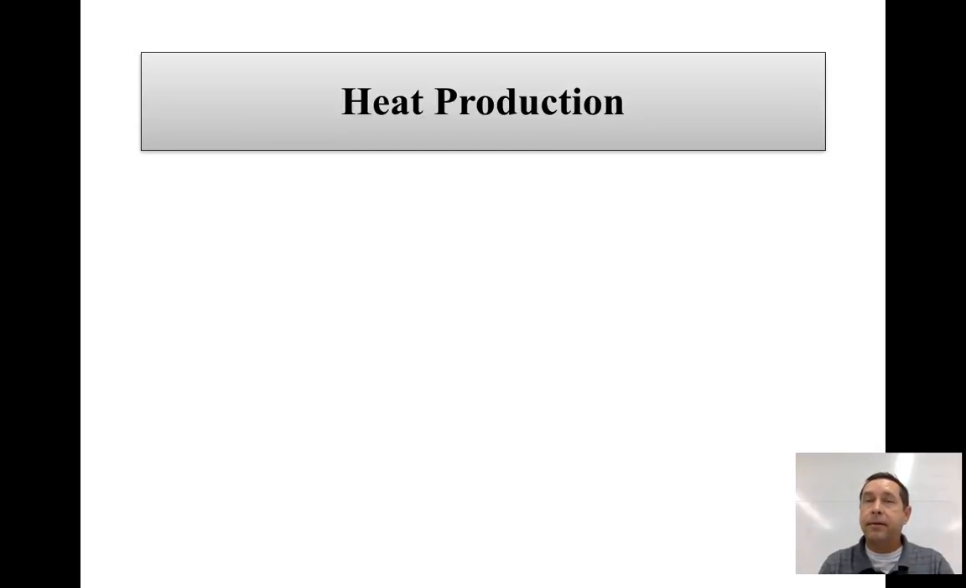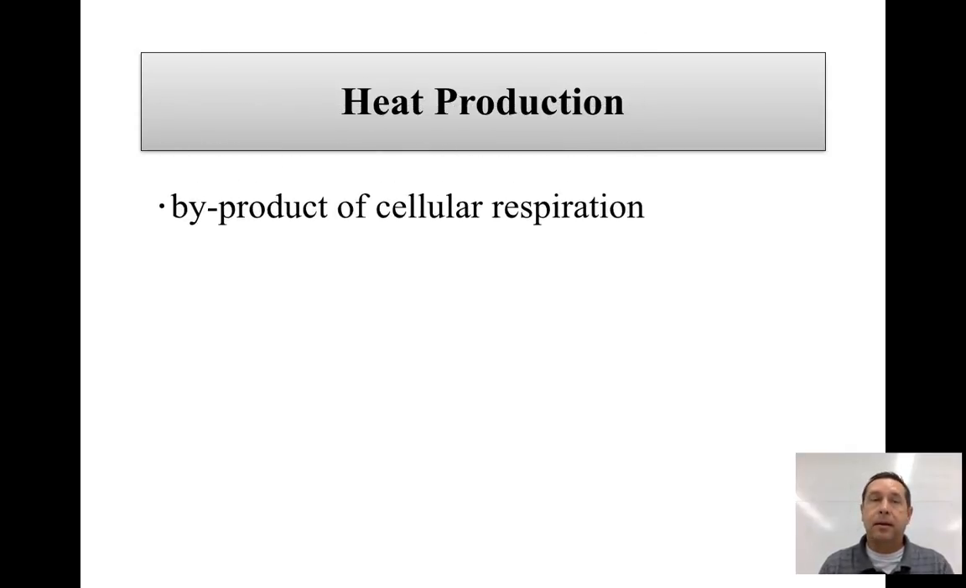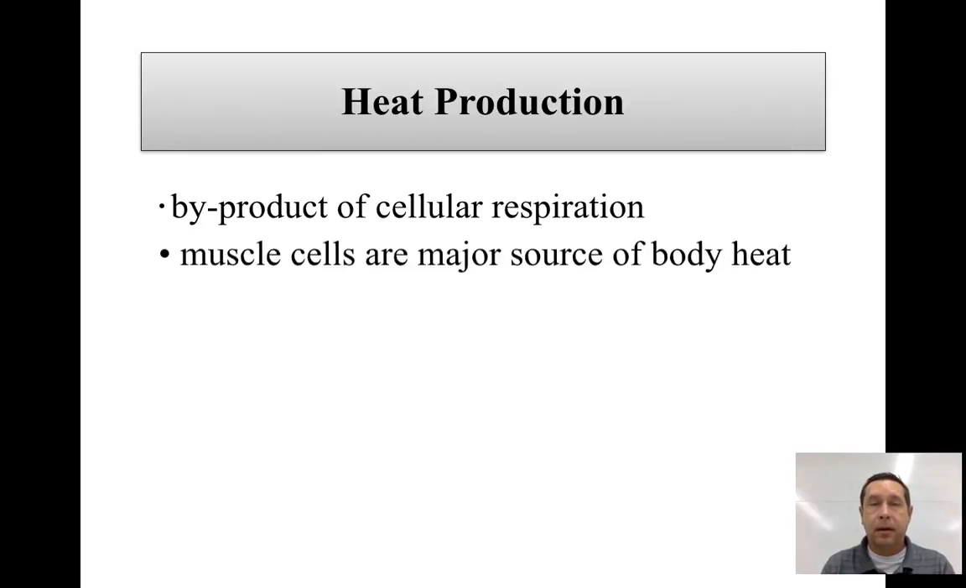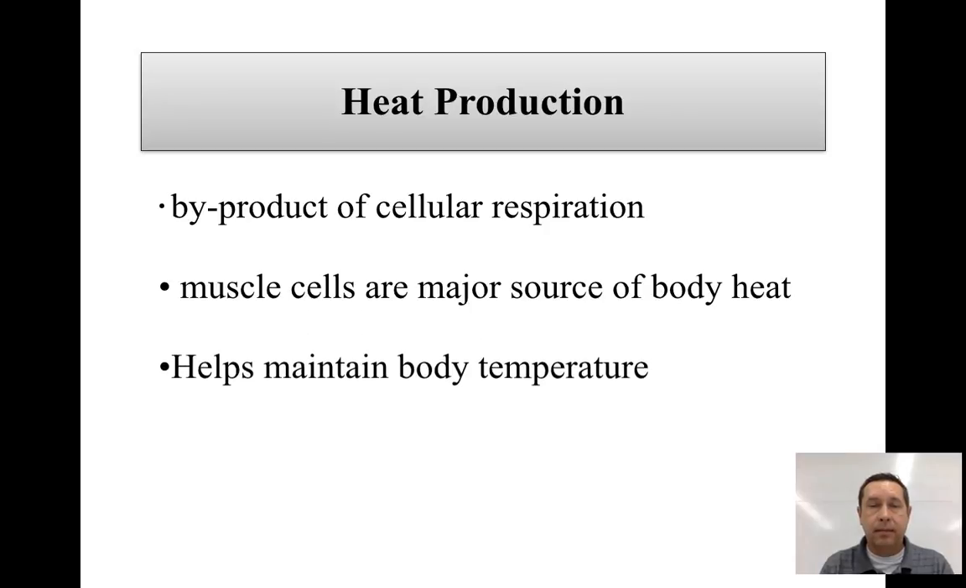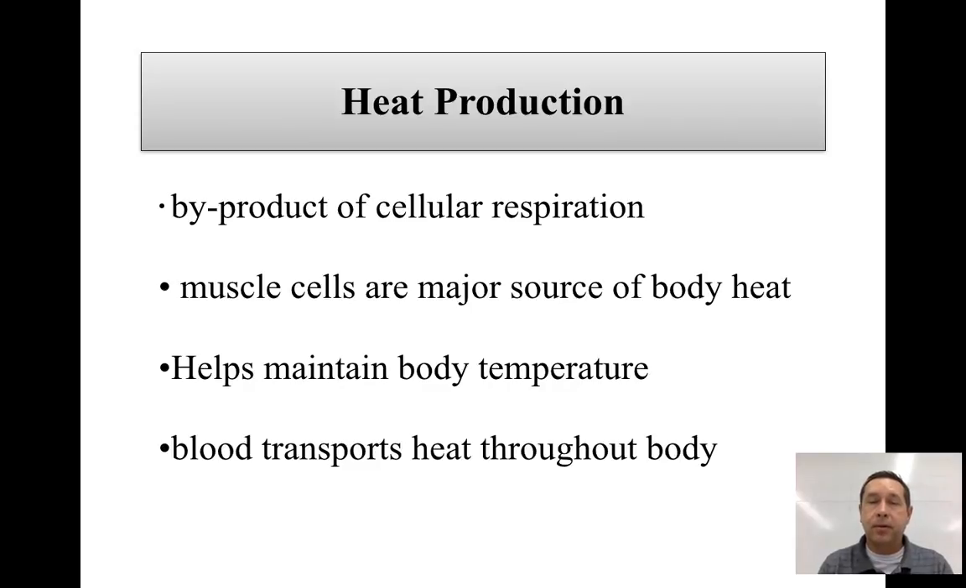One side effect of muscle activity is that it produces heat. Heat is also a byproduct of cellular respiration. Most of the time, the environment that we're in is not as warm as we want to maintain our body temperature, so the major source of heat to keep our body warm is our muscle cells. The heat from the muscles is transported through the body through the blood. The blood carries that heat away from the muscle to other parts of the body.